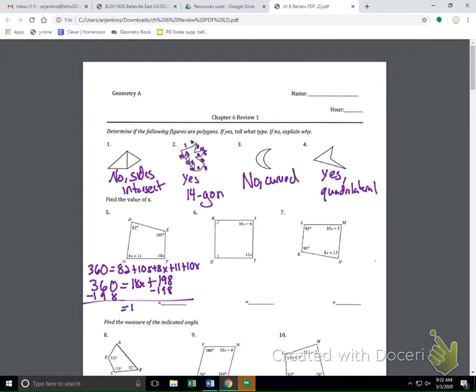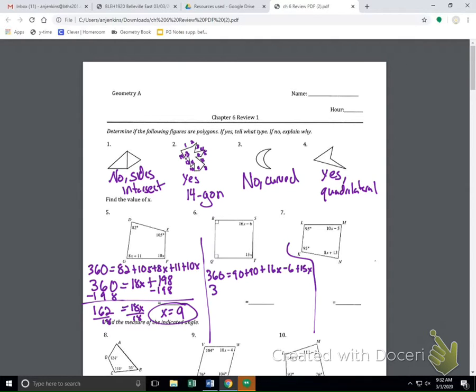We end up with 18x equals 162. We're going to divide by 18. X equals 9. Thank you. Our next one up, you see you have 2 right angles. So we're going to do that again. So 360 equals 90 plus 90 plus 16x minus 6 plus 15x.